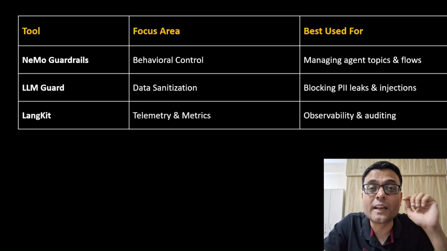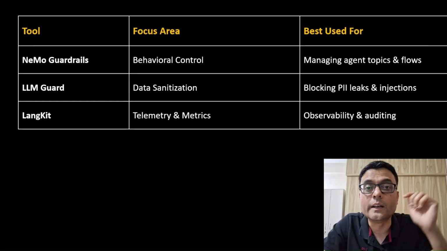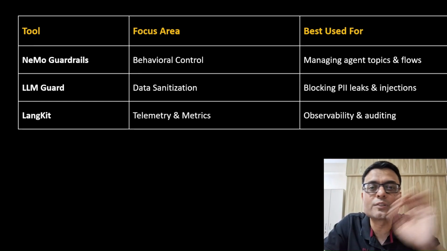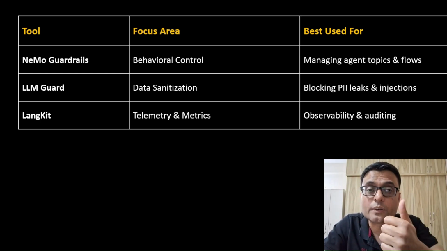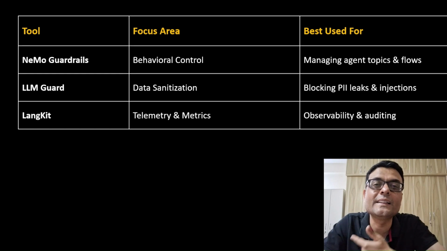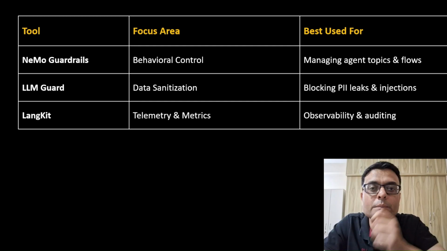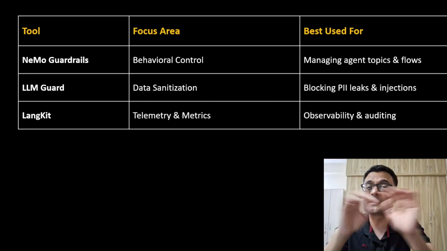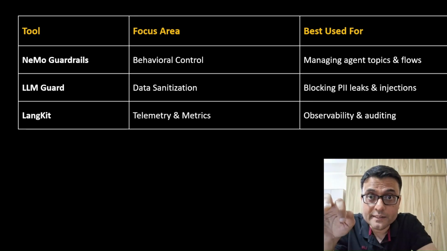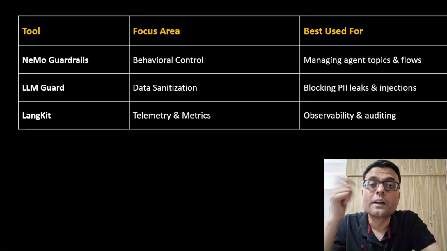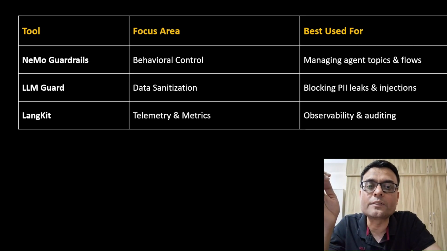You don't actually have to choose one. In enterprise setups, it's common to string them all together. Use LLM Guard to sanitize the input, NeMo to control the agent's response path, and LangKit to log the metrics. This is just a high-level map. Over the next 3 videos in this mini-series, we are opening up our IDE and doing dedicated hands-on coding deep dives into every single one of these tools.